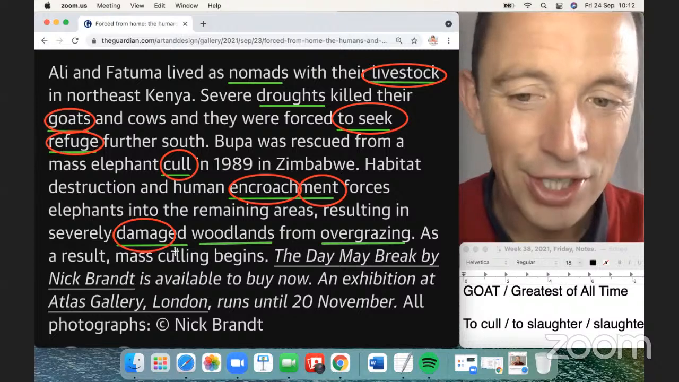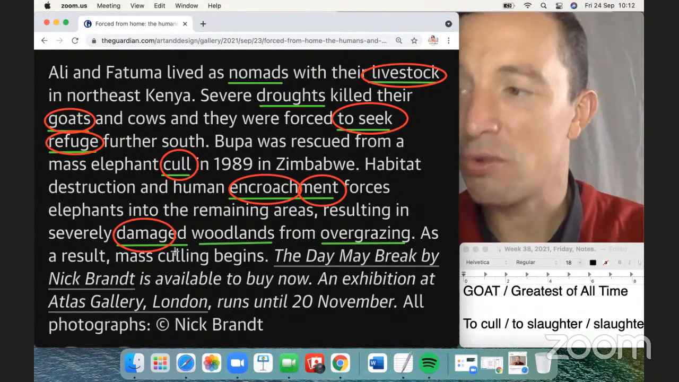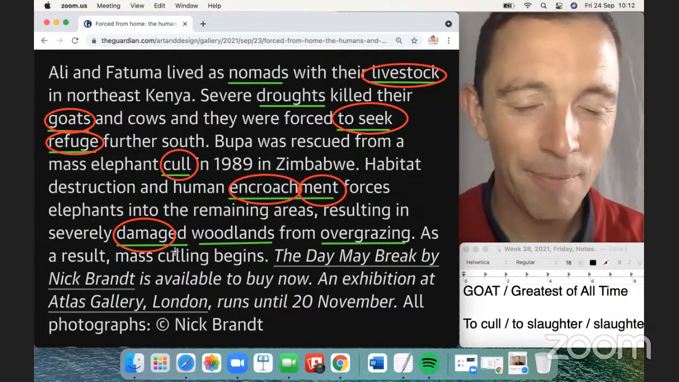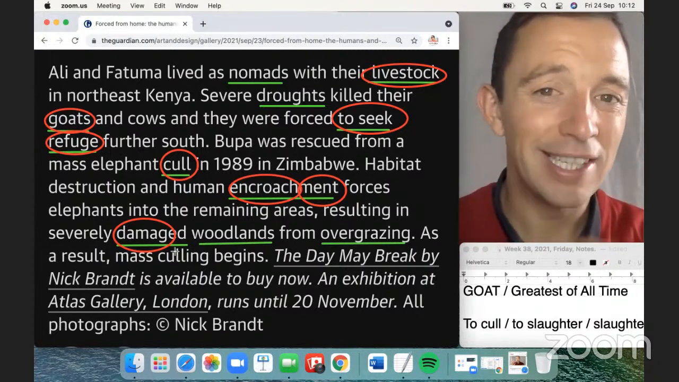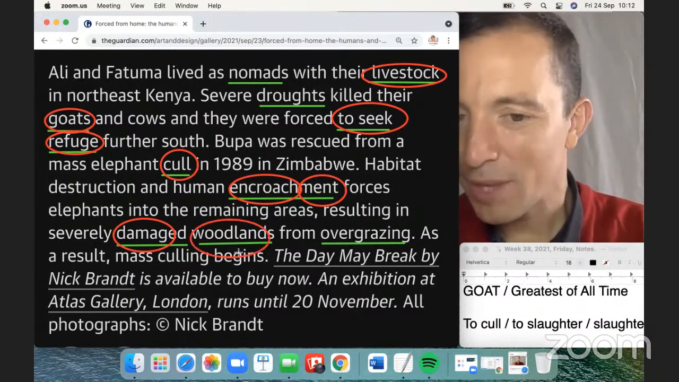Damage is more general. It's very, very important. Damage your hand, damage your leg, damage your reputation, damage your car, okay? And in this situation, it's the past simple. So damaged.